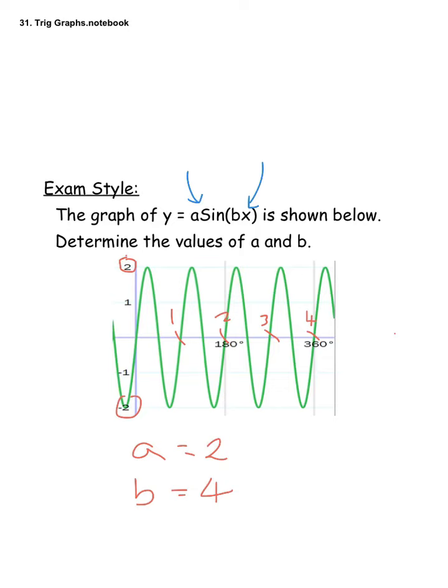It's all about reading the graph, all about knowing which position things are in. So amplitudes come first as a multiplier. Period multipliers go next to the angle, and if you've got a phase angle, it's going to be next to the angle with a plus or a minus as well.